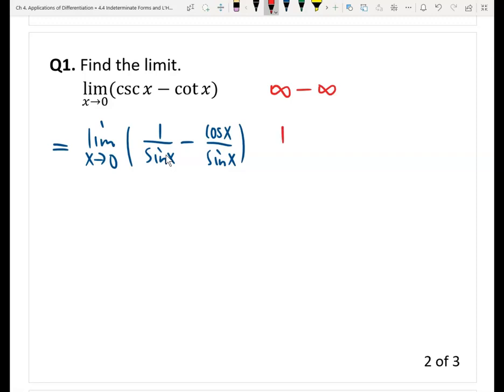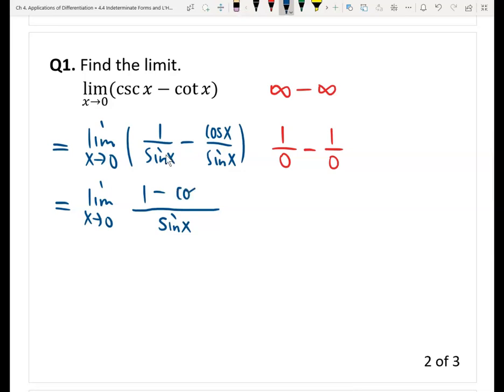So the first is 1 over sine 0, which is 1 over 0. Good. Minus. The second is cosine 0 over sine 0, which is 1 over 0 again. Can we see? And then we definitely have this kind of a fraction. What do we do now? Combine the two fractions, right? So we are going to combine the fractions. The denominator, of course, is the same, sine x. The numerator is 1 minus cosine x, right? Now we have a single fraction.